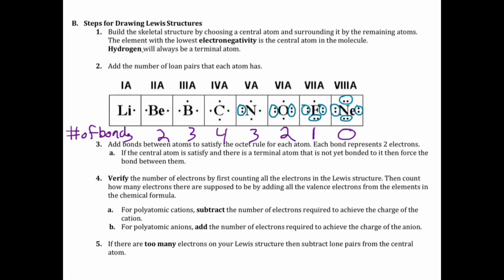But the thing here is we want to keep in mind how many bonds an element makes. So nitrogen makes 3 bonds, for example, and then how many lone pairs does the element have?